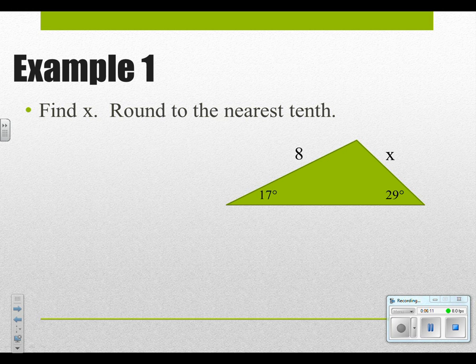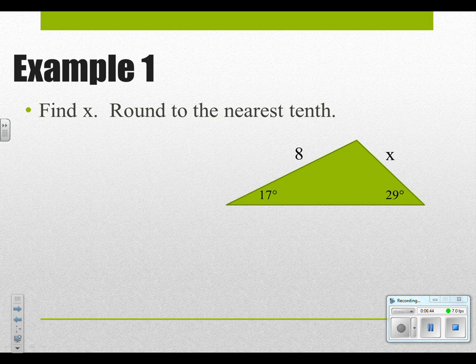One side is 8. We're going to find x, which is that other side. We know this angle is 17. We know this angle is 29. Since we know 17 and 29, can we figure out the other angle? Yeah. So I know for sure it's not a right triangle. We can definitely verify it's not.